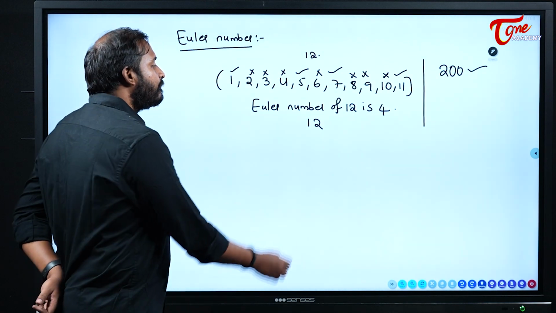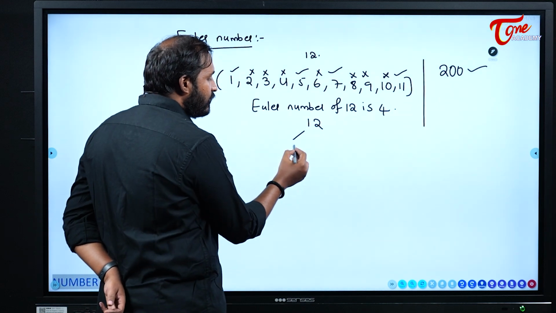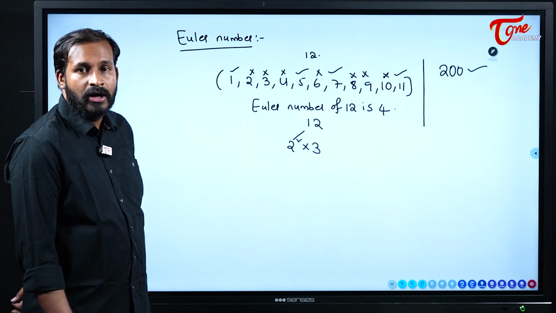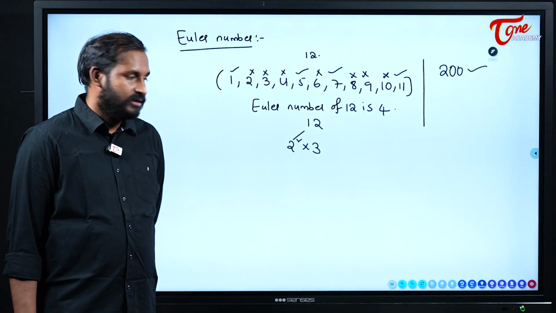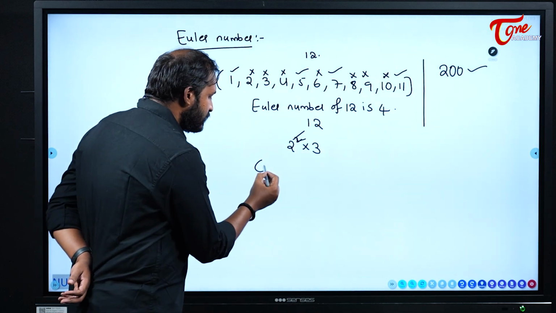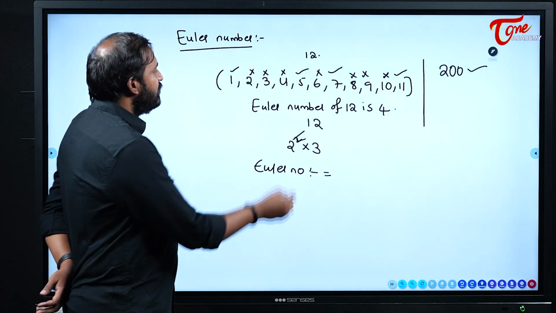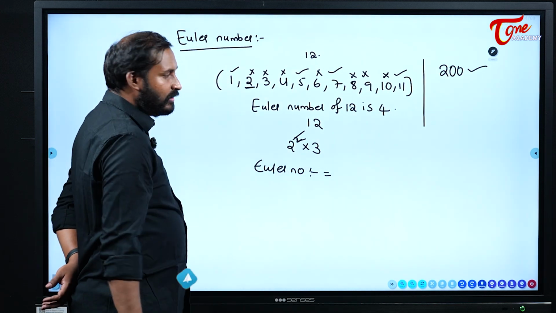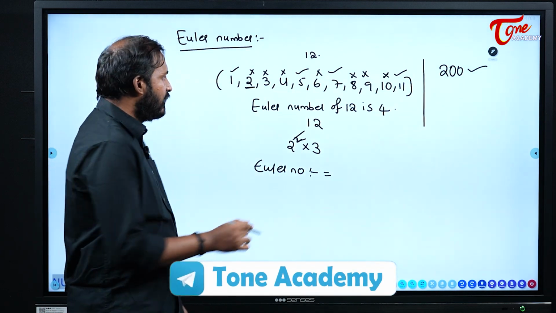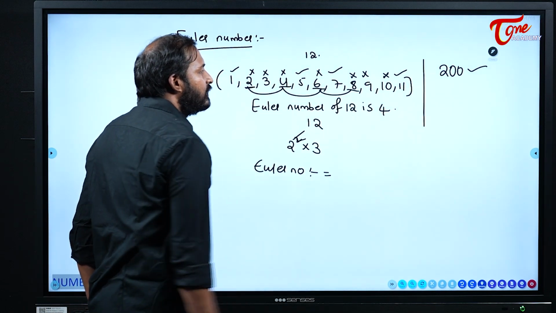What do we have, 12? If you do prime factorization, what will you get? 2 square into 3. We already saw how to do prime factorization earlier. Now, how will you calculate the Euler number? See, if 2 is not a coprime with 12, then all the multiples of 2 will not be coprime with 12. That is the concept. That means every second number will not be coprime with 12.